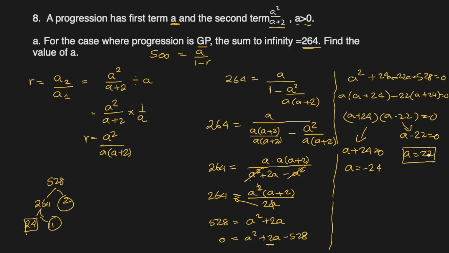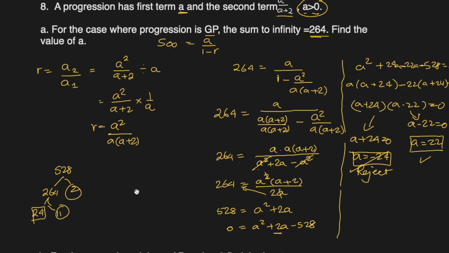And this is your answer, because they've clearly said that a is a positive constant. This is a negative constant, so we reject this answer. This is not the answer. A equal to 22 is the answer. Okay, let's see what the second part is saying.